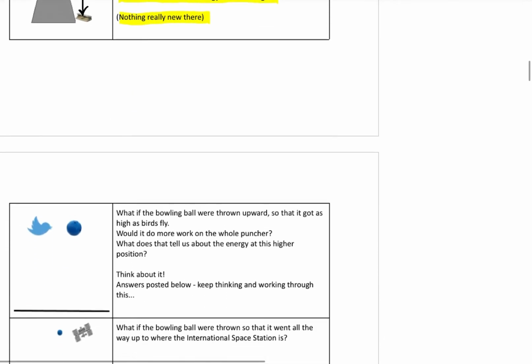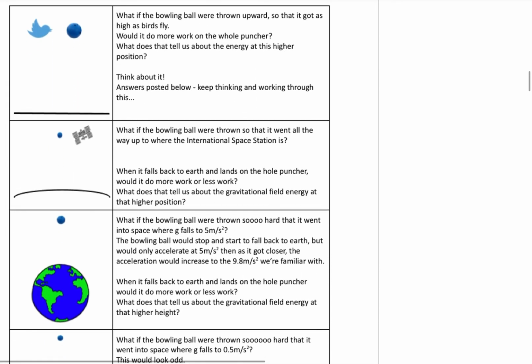Okay, now we're going to start using our imagination. Imagine instead of holding the bowling ball, I got up early in the morning, had a healthy breakfast, and I threw the ball. So I used my energy to give energy to the ball, and I throw it so high that it's up where the birds are flying. It's going to stop, g is 9.8, it's going to turn around and come crashing into the ground. I didn't add it to the picture, but imagine little hole punchers down here. When the bowling ball crashes into the hole puncher from that high, does it do more work or less work? And more importantly, what does that tell you about the energy? Does it have more energy or less energy at that higher position?